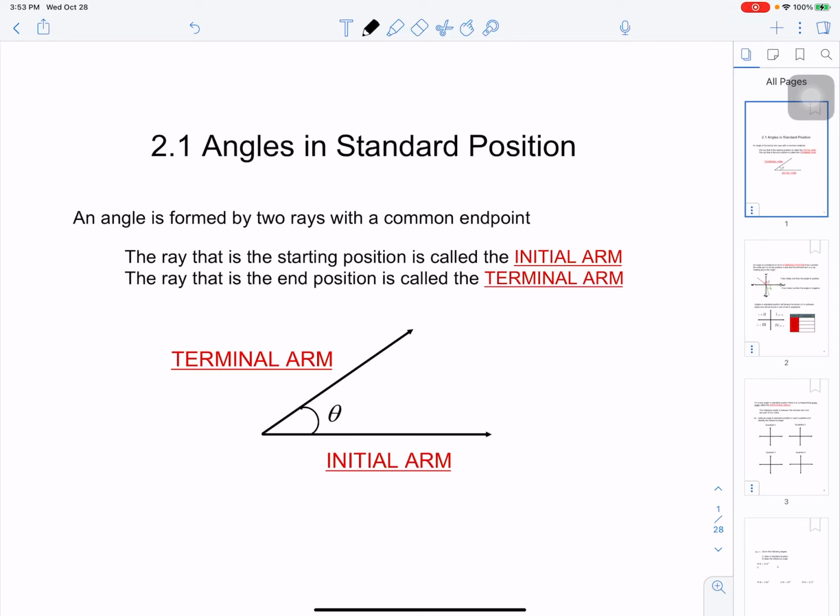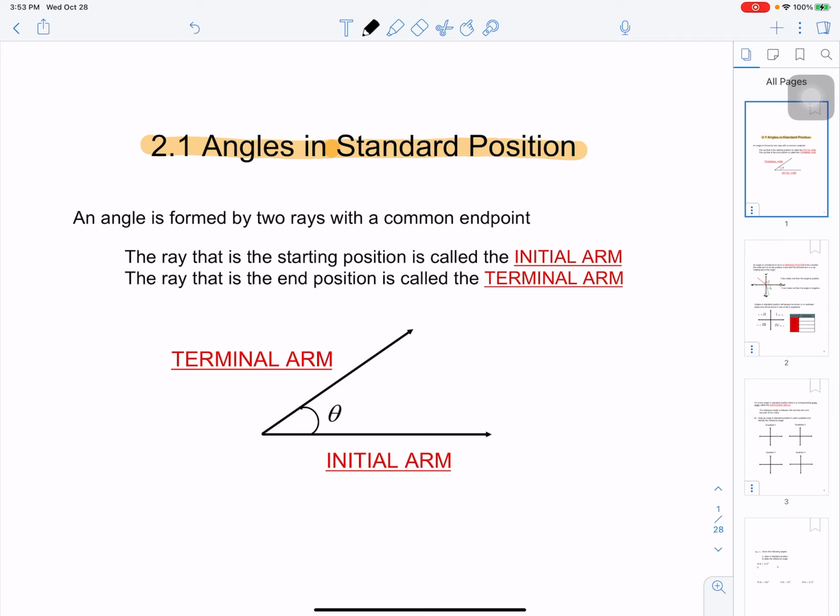We're going to go through the lesson, which is trig. It's been a while since you've covered trig, but we're going to try to review all of the skills you need. Today's lesson is going to be mostly on reviewing some of the trig and talking about what an angle in standard position is.